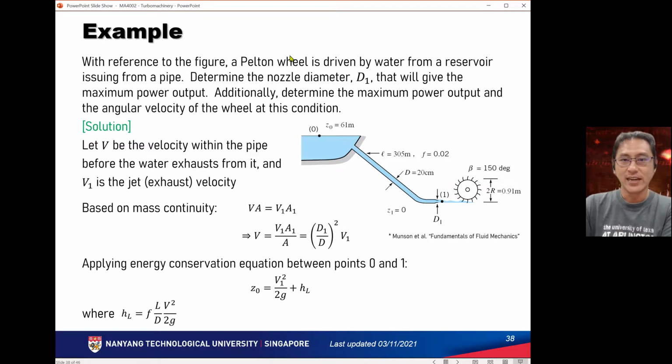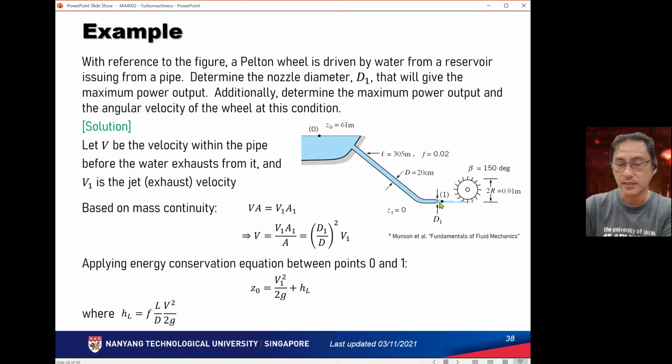It's driven by water coming off a reservoir. This is the reservoir, issued from a pipe. The water from the reservoir flows through this pipe and comes out of a nozzle as a jet, and the jet hits the bucket here, so this Pelton wheel can be driven round and round. So determine the nozzle diameter D1.